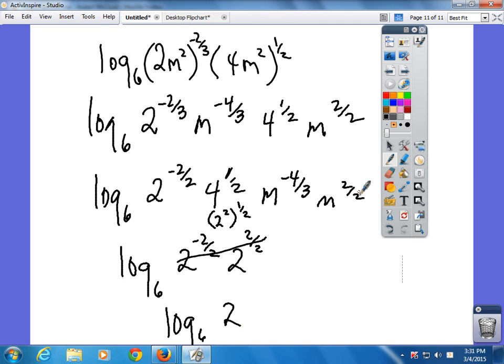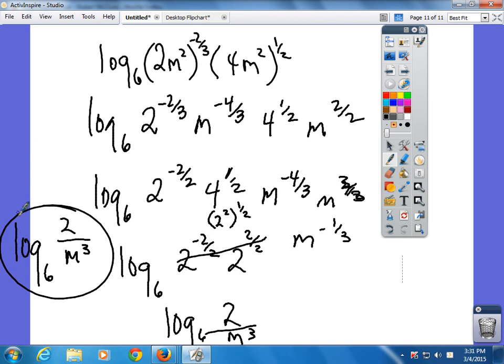Or we can change this. This is 1, change it to 3/3. So that's going to be negative 1/3, m to the negative 1/3, which what can we do with that m to the negative 1/3? Bring it down, and that'd be m to the 3rd. So it looks like our final answer is going to be log base 6 of 2 over m to the 3rd. Now, before you go in there, let me ask you a question.